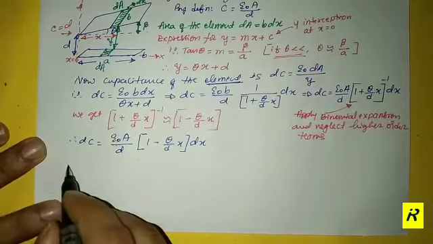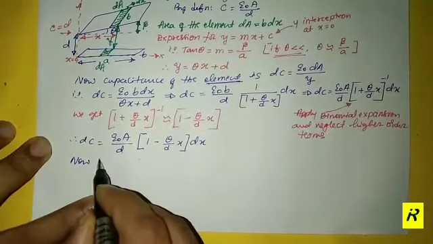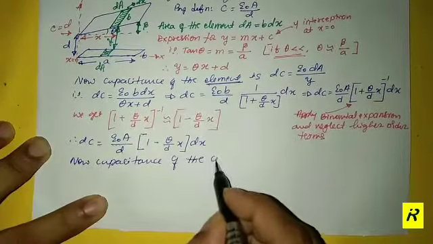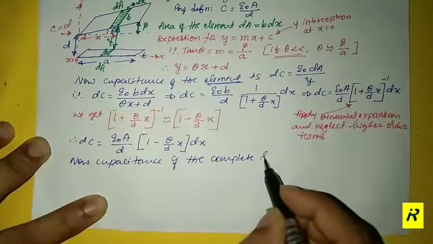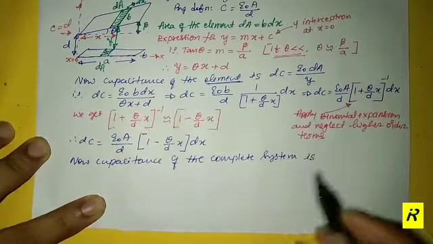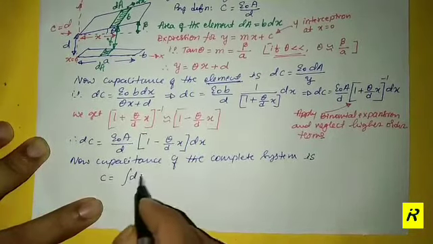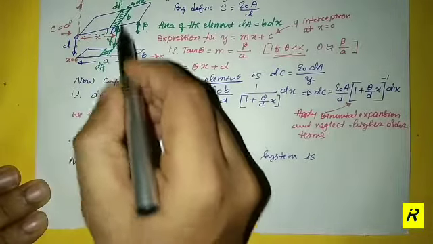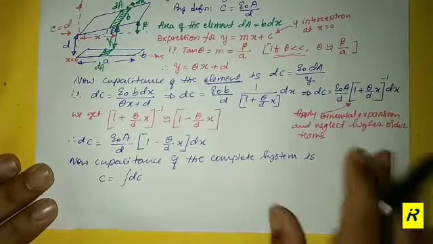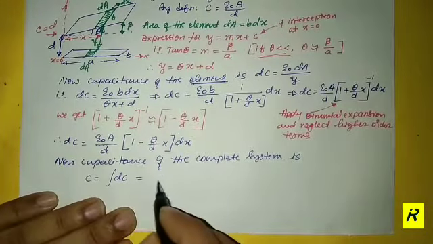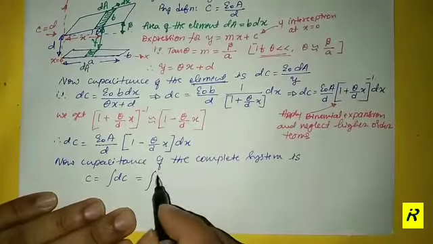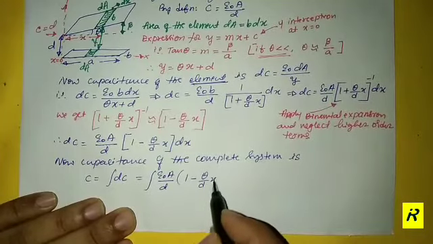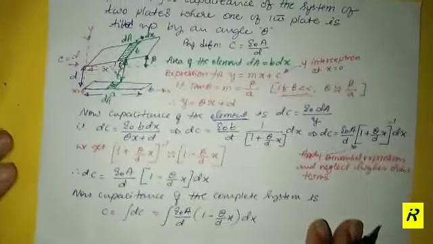Now the capacitance of the complete system is C equals integration of dC. Since the distance between the two plates is increasing continuously, we have to integrate it like this. So this is equal to the integration of epsilon O into A divided by D, and inside the bracket it is 1 minus theta divided by D into x dx, and we should know the limits.